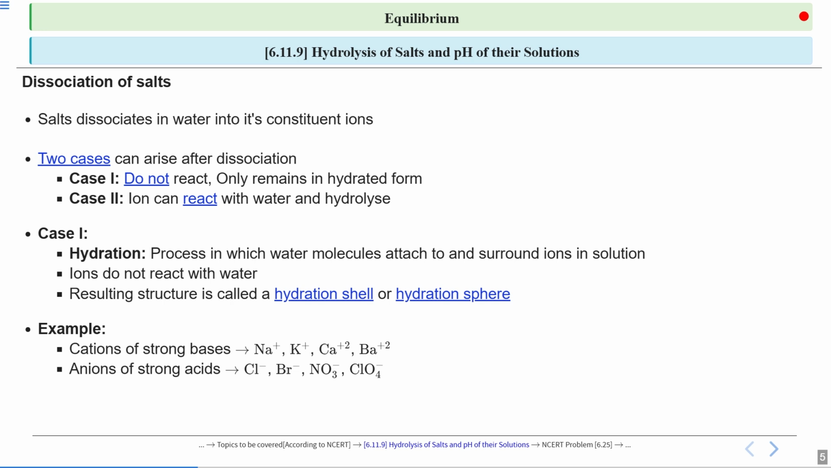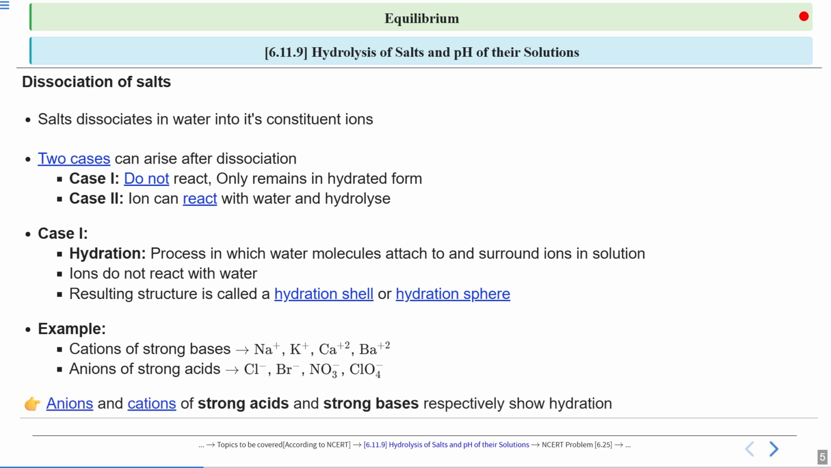So remember this, you will see hydration in the case of ions coming from strong acids or strong bases. You got it? It is a very important line to remember that anions and cations of strong acids and strong bases respectively show hydration.